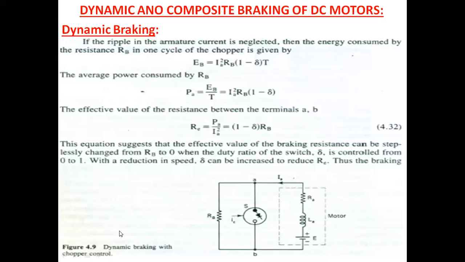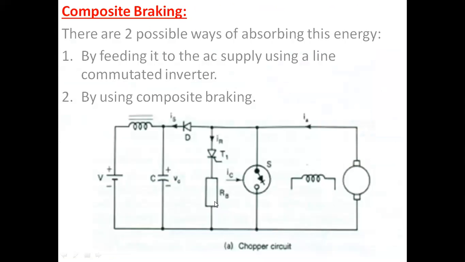So in the composite braking, the braking resistance RB and the thyristor T1 are added to the regenerative circuit of the figure I have discussed. Because if you see here, you have the motor circuit and the switch, and parallel to the switch you have a capacitance and a diode, but this equipment is not there. So if you add a resistance RB and thyristor T1 to the regenerative braking circuit, you will get this composite braking.